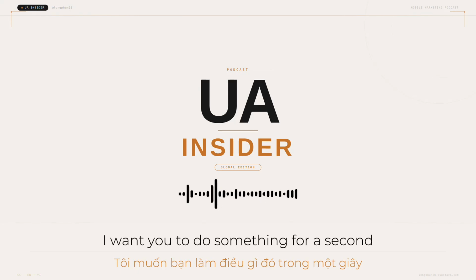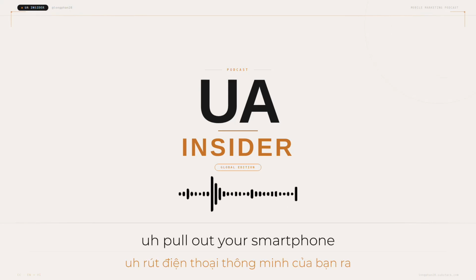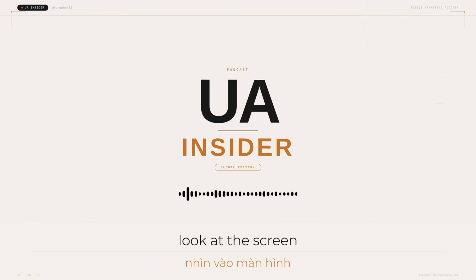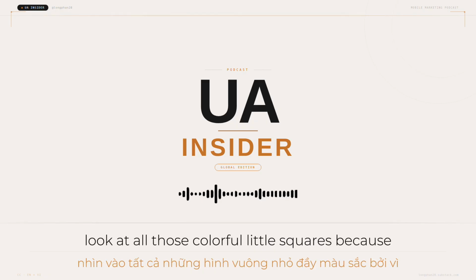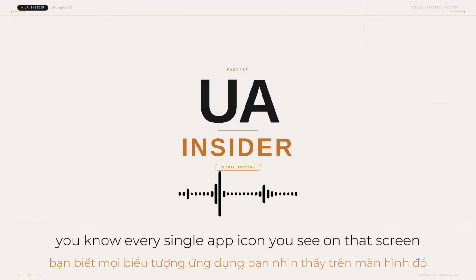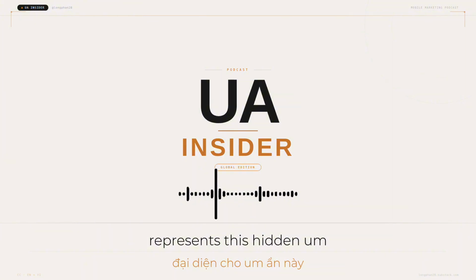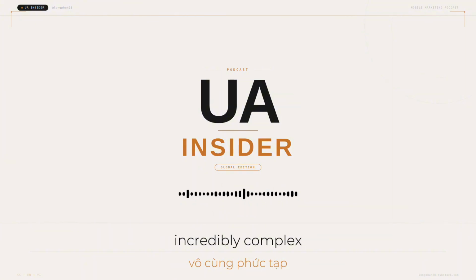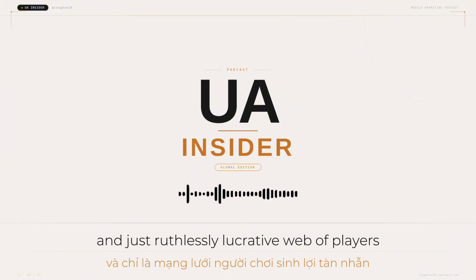I want you to do something for a second. Pull out your smartphone. Just take a look at the screen. Look at all those colorful little squares. Because every single app icon you see on that screen represents this hidden, incredibly complex and ruthlessly lucrative web of players.